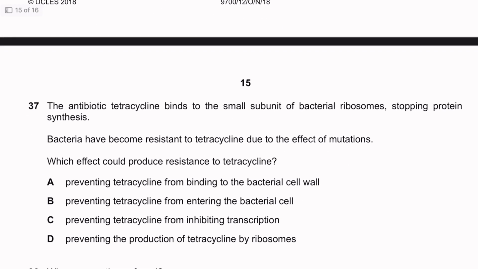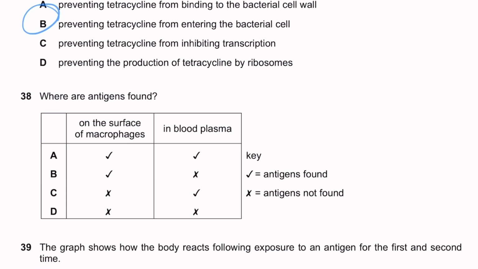37. The antibiotic tetracycline binds to the small subunit of the bacterial ribosome, stopping protein synthesis. Bacteria have become resistant to tetracycline because of effective mutations. What effect could produce the resistance to tetracycline? Preventing tetracycline from binding to the bacterial cell wall. Or preventing tetracycline from entering the bacterial cell. Changing the shape of the ribosome, the small subunit at least. Preventing tetracycline from inhibiting transcription. Preventing the production of tetracycline by ribosomes. I think maybe preventing it from entering the bacterial cell, because if it does not enter, it cannot bind in general.